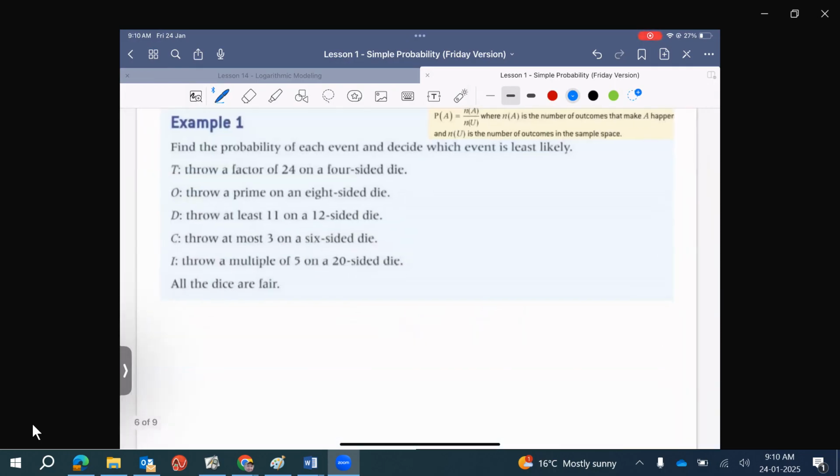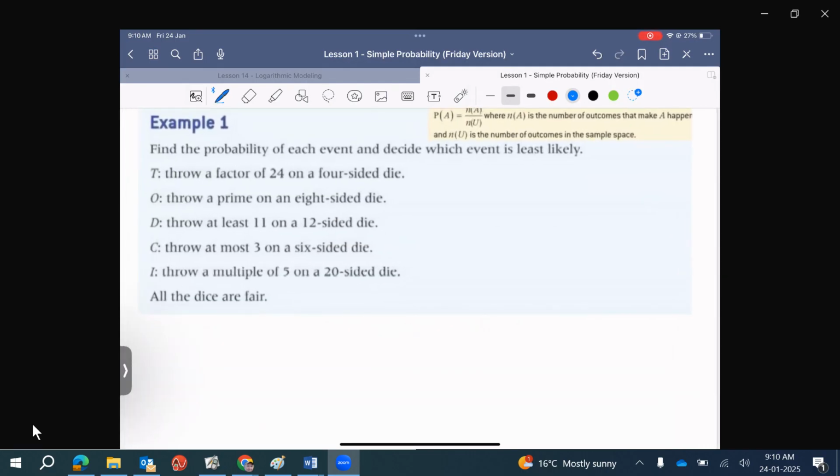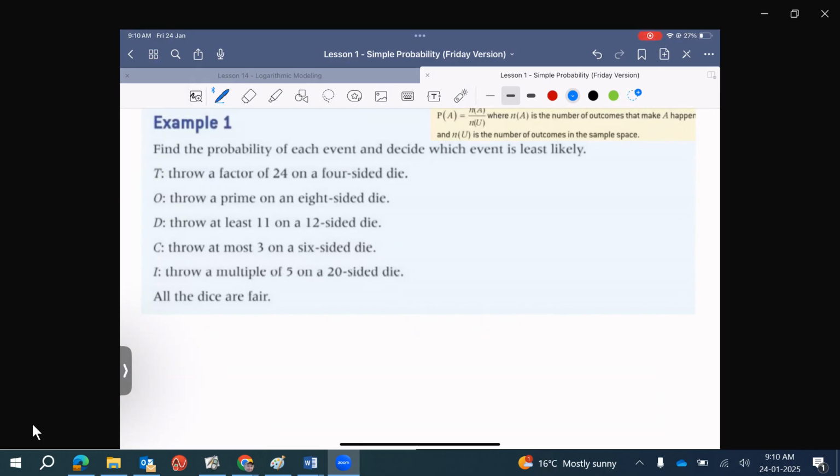Now for some exam-style questions. Actually, these are practice questions. Find the probability of each event and decide which event is least likely. So we need to calculate the probability of T. In order to do that, we need to find the set T. We have a four-sided die, so our universal set or sample space is going to be the numbers 1, 2, 3, and 4.